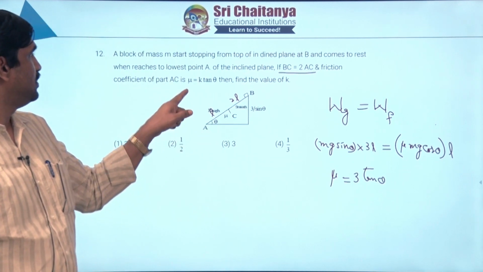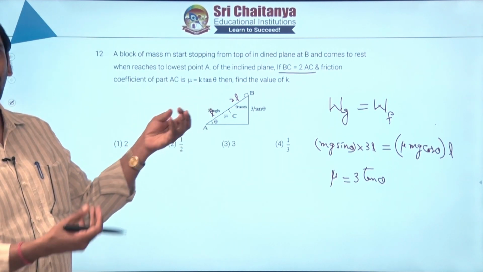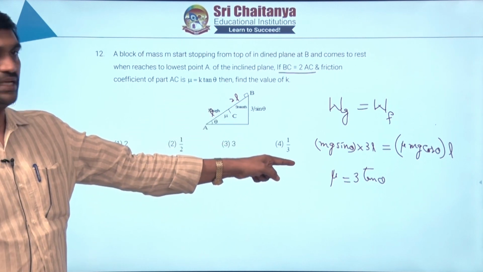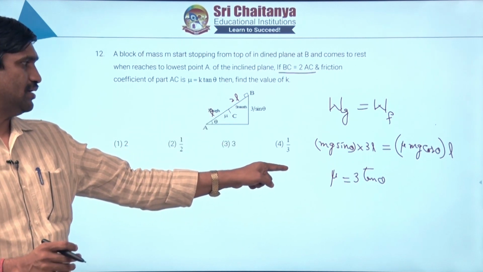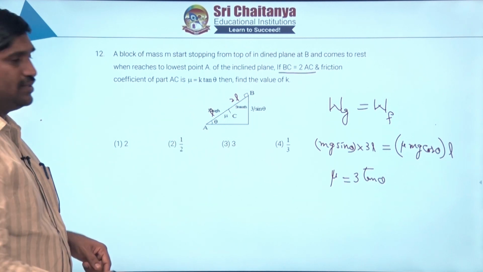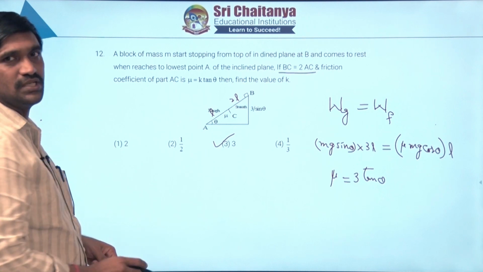Now, in the question mu is equal to k tan theta, they are asking the k value. So, by comparing this with the equation, the k is equal to 3. So, the third option is the correct option.